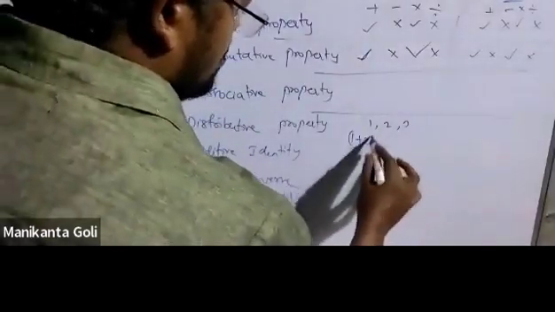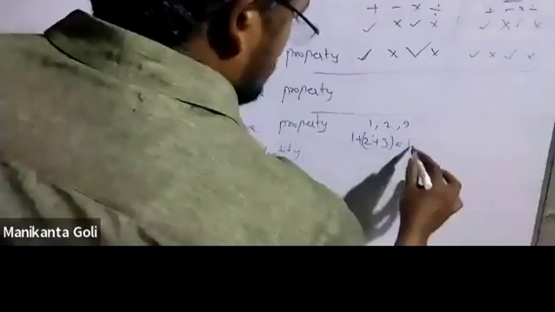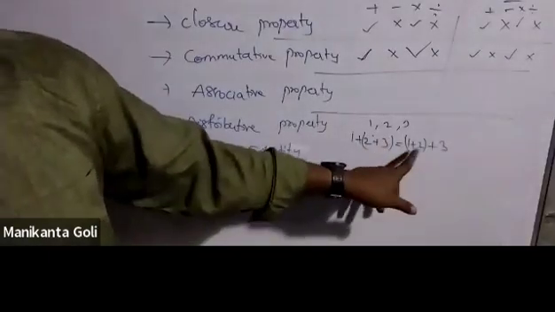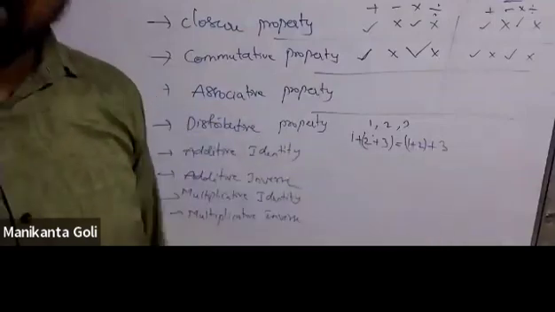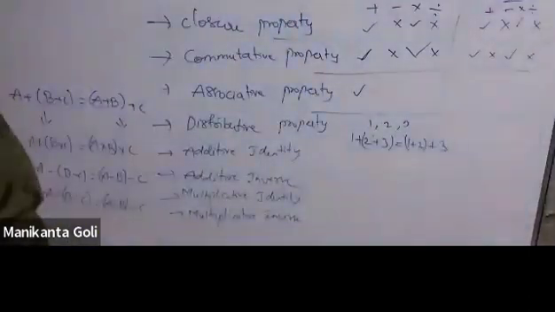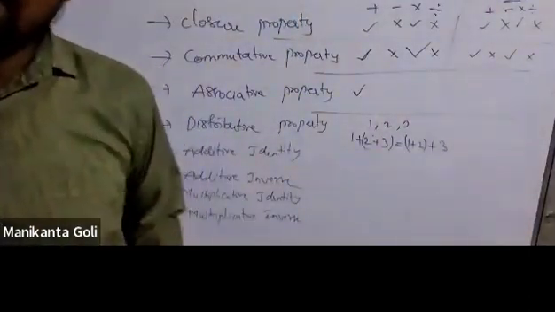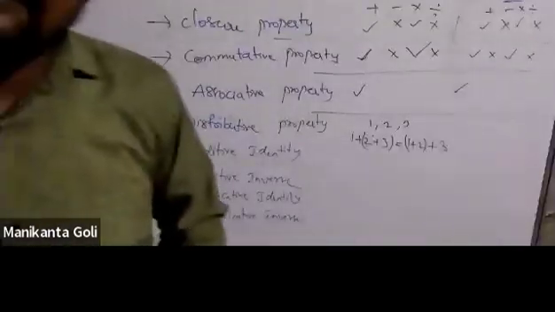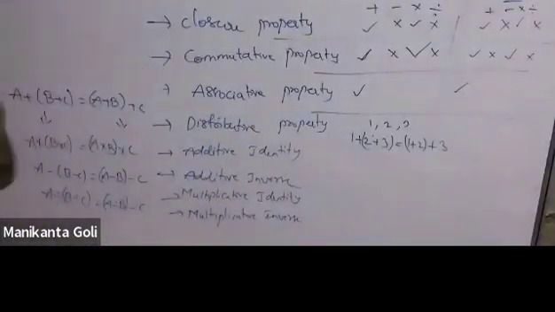1 + (2 + 3) = (1 + 2) + 3. Does it satisfy? Yes. 2 + 3 is 5, 5 + 1 is 6. 1 + 2 is 3, 3 + 3 is 6. So it satisfies under addition. The associative property is satisfied under addition for natural numbers, and it is the same for whole numbers; whole numbers also satisfy it.